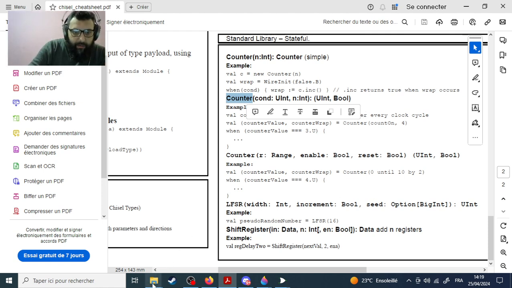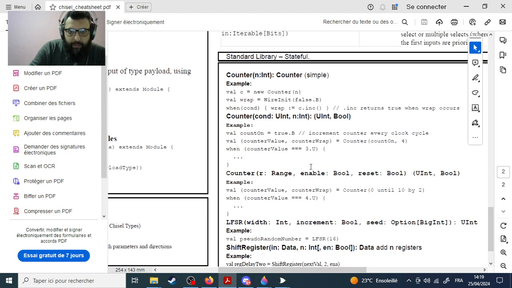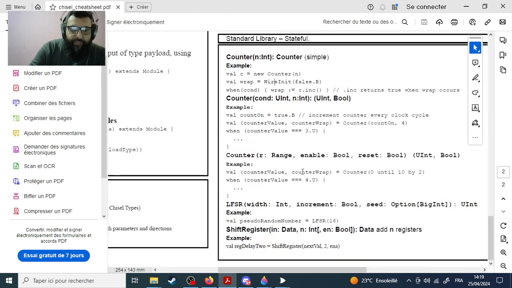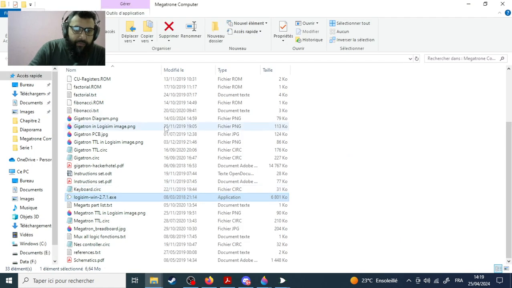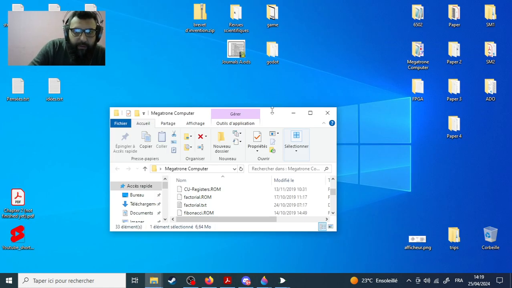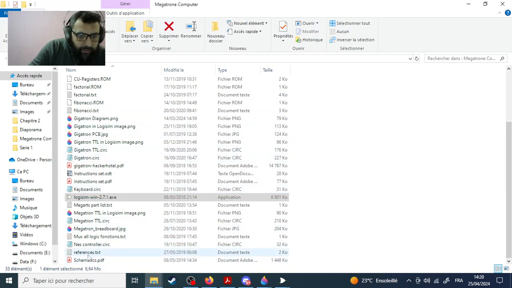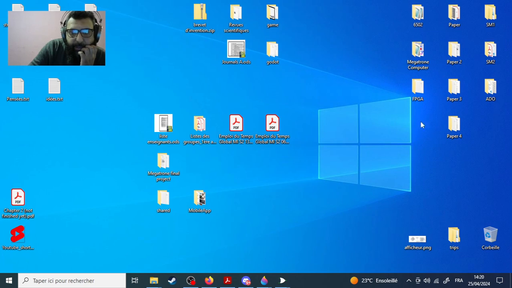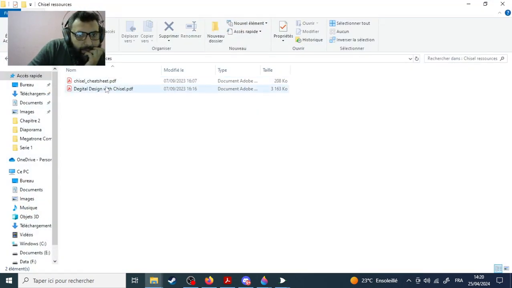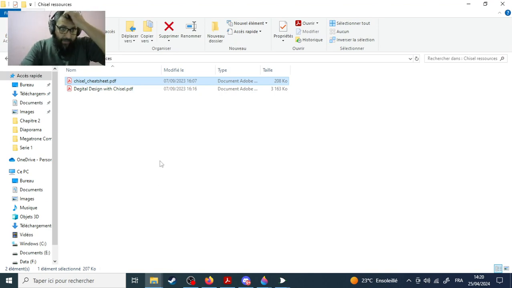I will give you this. You have many flavors, many kinds of counters, with one, two, or three parameters. Anyway, it's not important. I just want you to know that it already exists. I will give you this document just to help you, if you want to use some components, some tricks on Chisel.